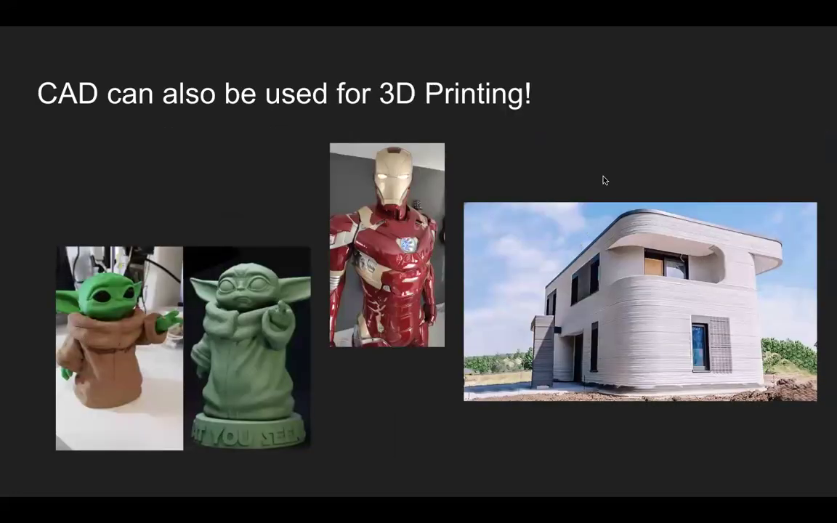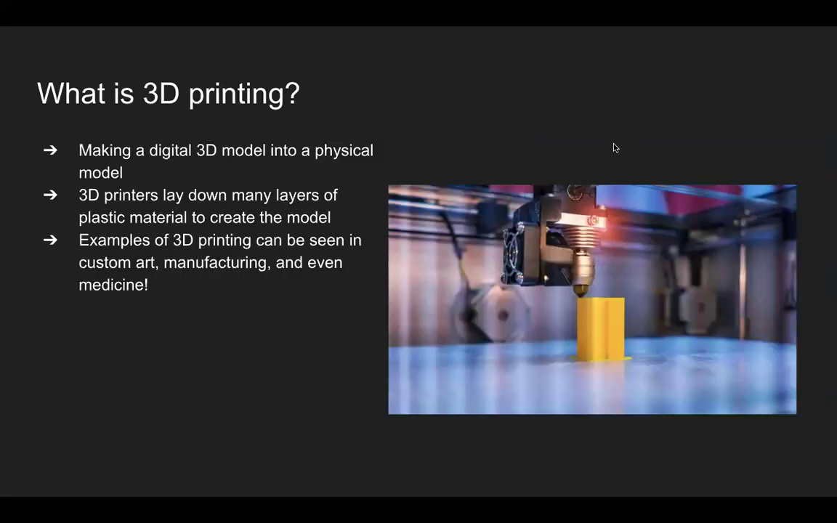And one major aspect of CAD is 3D printing. You can print anything you want. So some figurines, even some little structures, anything that you can design, you can also 3D print out. So what is 3D printing? I'm sure a lot of people know, but it's just turning a 3D model into a physical form. It's a machine that puts down small layers, horizontally, of plastic material that makes your design into real life. So it really is bringing ideas into life. And 3D printing can be used anywhere, from custom art to manufacturing and even medicine. So it's very applicable.